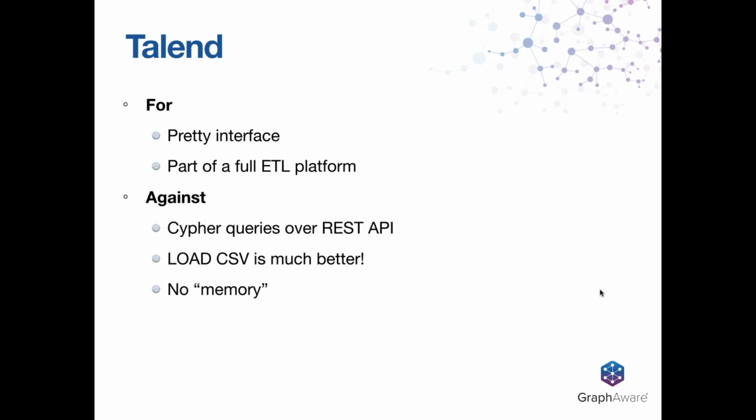But let's talk about the others first. Let's look at Talend. I don't know if anyone's ever used Talend. I haven't, but I have had a look at it, tried to use it. I've never used it in anger. It's a very pretty interface, drag and drop and all the rest of it. It's part of a full ETL platform, so it's very well supported. But it's not very modern in terms of Neo4j today. You're using Cypher queries over the REST API, or you can use an embedded graph database. In this regard, I would say load CSV is much better than the offering currently from Talend. That's my opinion.